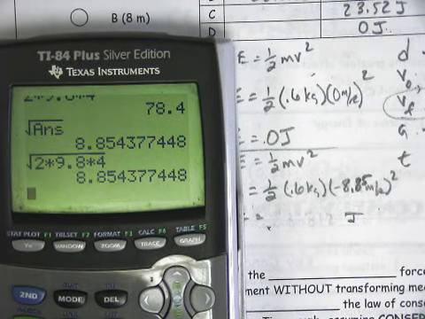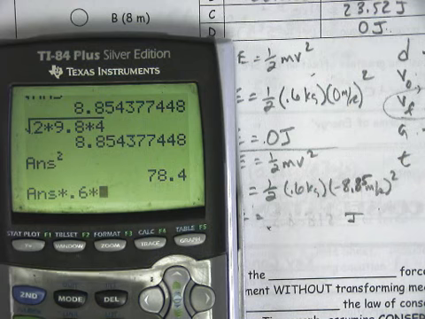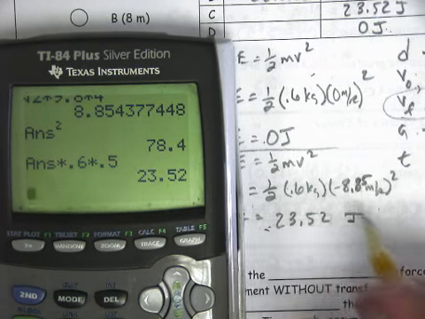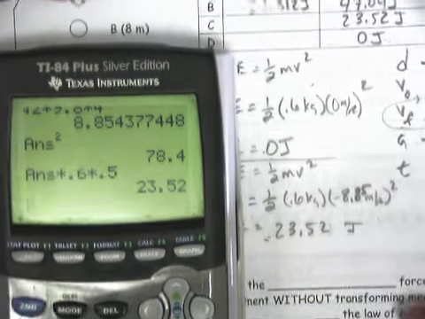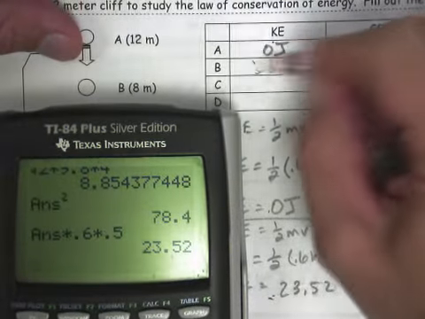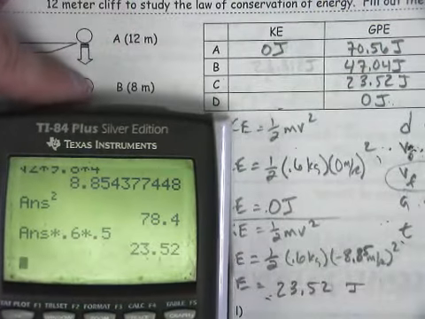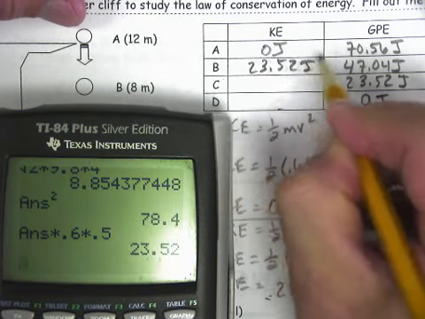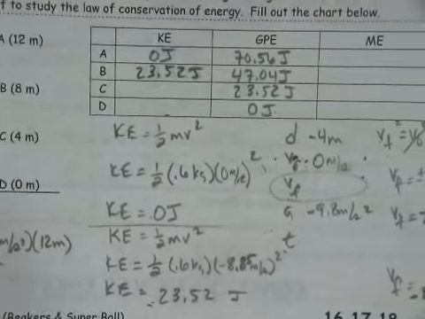8.85. I'm going to square that times 0.6 times 0.5, and I get 23.52 joules, which I can put back up here. Change that one. Making mistakes is not a bad thing. You just got to find them as you're going through. So, 23.52 joules. All right. Now, let's see what we've got going on here.